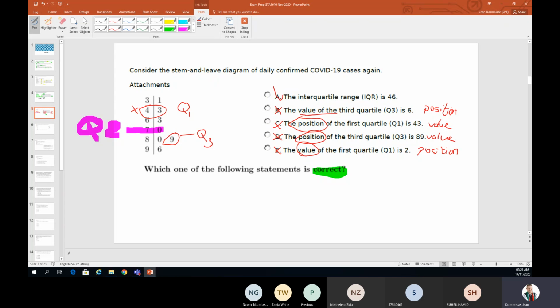But let's see. Remember, interquartile range is Q3 minus Q1. Q3 is 89. Q1 is 43. So 89 minus 43 is equal to 46, which makes that one correct.